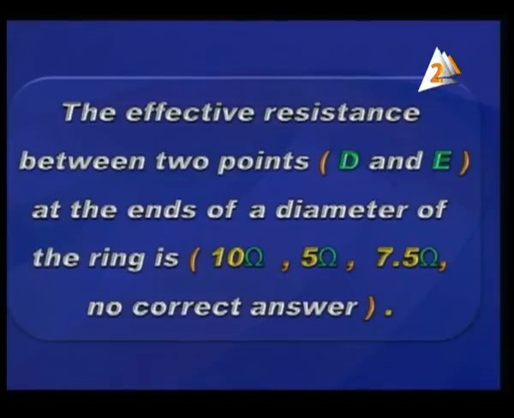Okay, if the current is passed at a point D and leaves at point E, and these 2 points are on the diameter of the ring, the resistance is decreased, yes, 4 times. So it was 20. So the right answer is 5 ohms. This is very important.